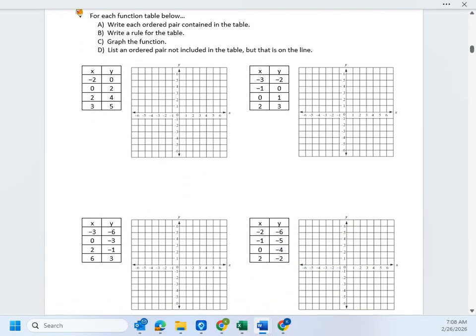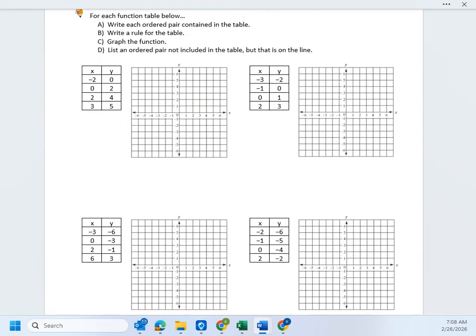For each function table below, we're going to write out each ordered pair contained in the table. That's pretty basic and easy. Then we're going to write a rule for the table. We have to look at how the y's are increasing or decreasing depending on the x, which is the input. Is there adding, subtracting, multiplying or dividing, or is it a two-step with both? So we're going to look at that.